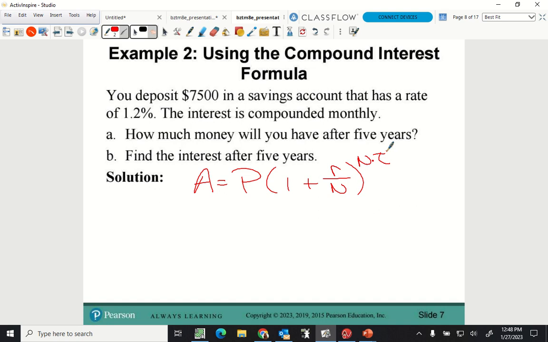Okay? Now, let's start plugging in the numbers. We're looking for how much money you will have. So which variable am I looking for here? A. I'm looking for A, right?